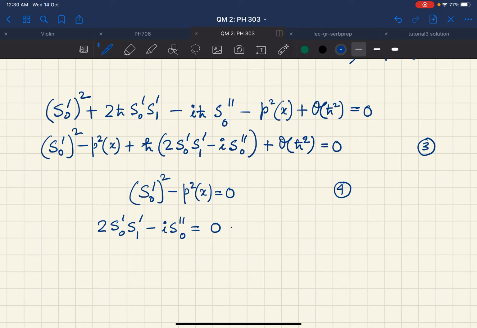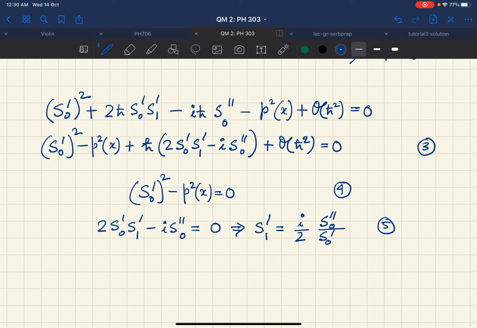Now since we wrote this in terms of s0 double prime and s0 prime, and s0 prime can be solved from equation 4, I will write s1 prime in terms of s0 prime and s0 double prime as i by 2 s0 double prime by s0 prime. So this is equation number 5.